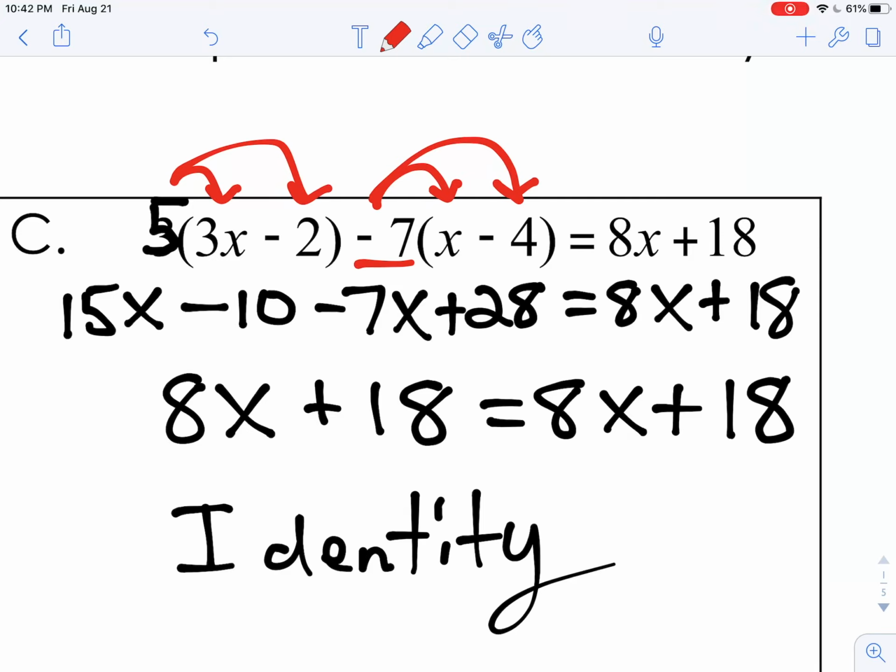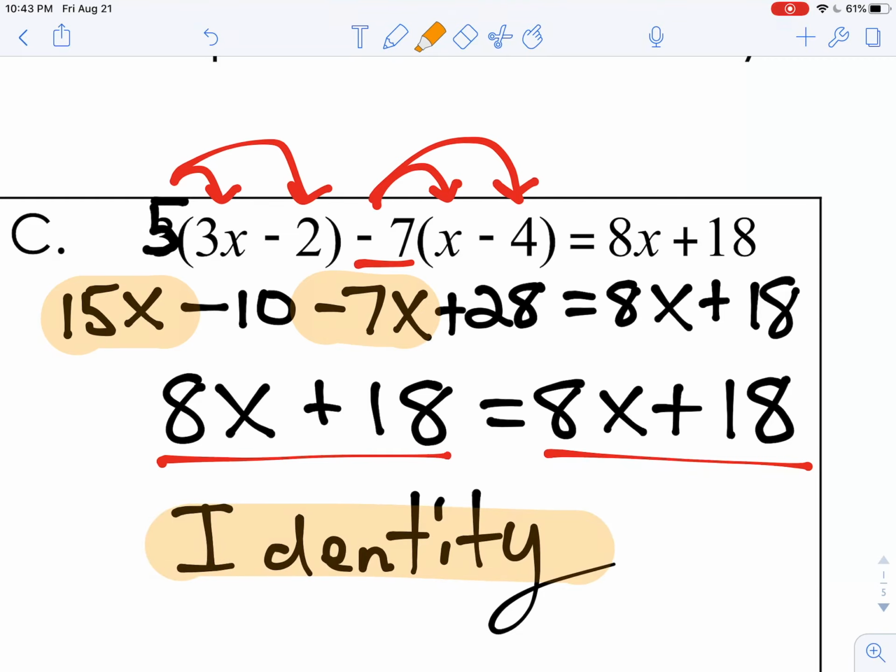Then I just combine like terms, right? 15x minus 7x, I got 8x. -10 plus 28 is plus 18. And if you look, something unusual pops up here. We have the same expression on both sides. So no matter what you put in for x, you'll get like 5 equals 5, or 9 equals 9, or 10 equals 10. So right there, if you notice that, you can call that an identity equation. Same thing on both sides.